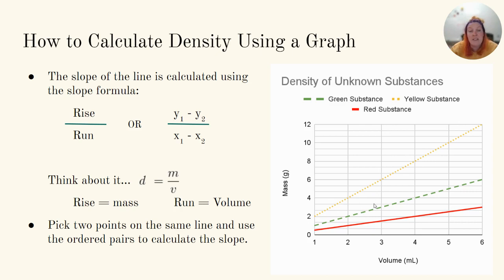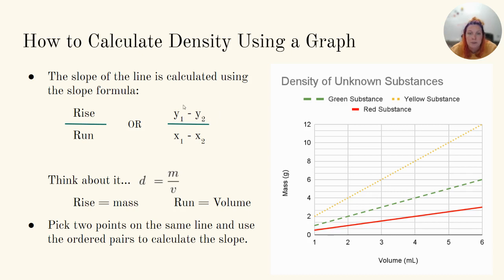So for instance, if I wanted to calculate the slope of the yellow line, I would use the ordered pair 2, 4, and let's say 6, 12. So 2, 4 and 6, 12 are my 2 points on the line that I want to use to calculate slope. So 2, 4, you'd put 2 down here because that's your x value, 4 up here because that's your y value, and then 6, 12, so 6 would be my second x value, so x2, and y would be 12.